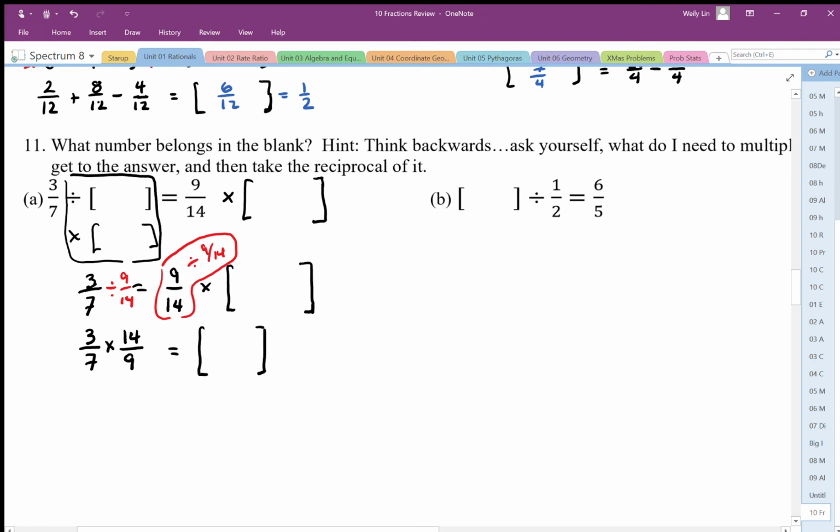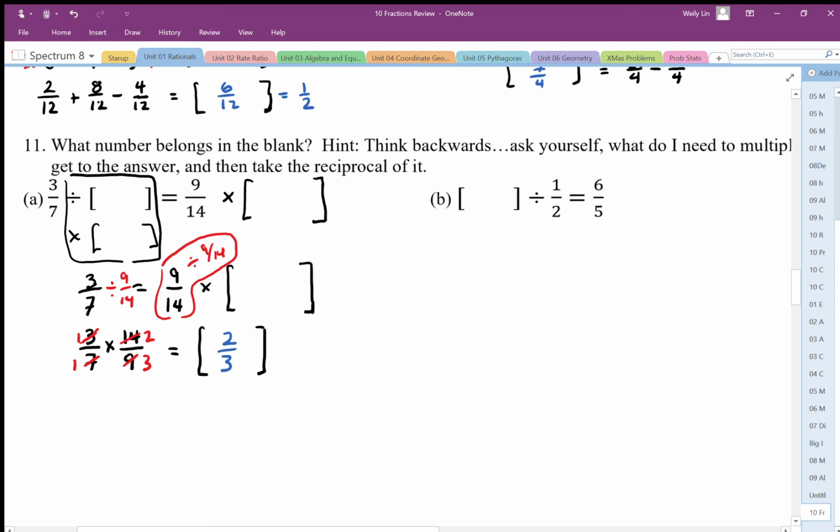Well, I have some common factors I can cancel out. There's a common factor of 7 that I can cancel out here. There's a common factor of 3 that I can divide out here. And then my final answer works out to be 2 over 3. So that unknown fraction, if I say 7 over 3 divided by 2/3 equals 9 over 14.